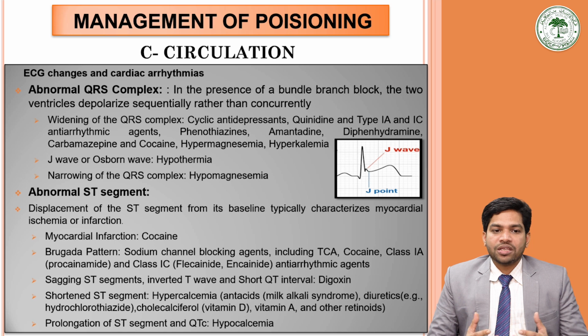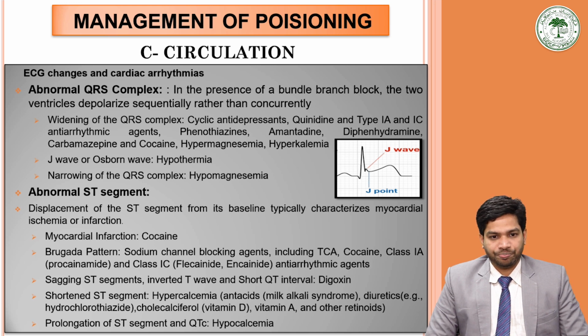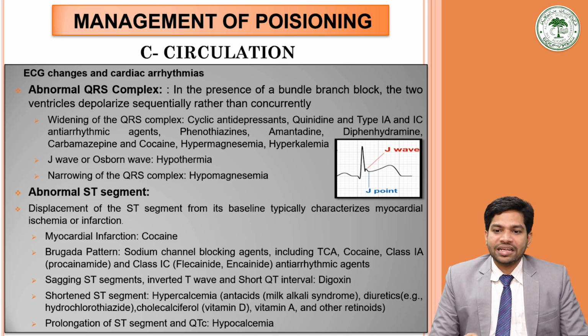Then the abnormal QRS complex. Abnormal QRS complex, in the presence of bundle branch block, the two ventricles depolarize sequentially rather than concurrently. Although conceptually conduction through either the left or right ventricular bundle may be affected, most xenobiotics preferentially affect the right bundle. This effect typically results in the left ventricle depolarizing slightly more rapidly than the right ventricle.